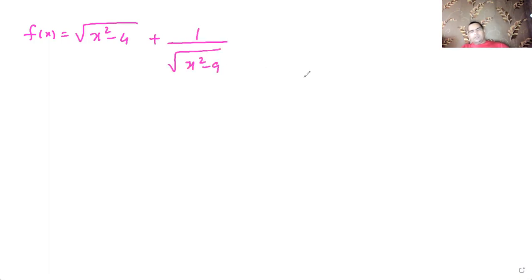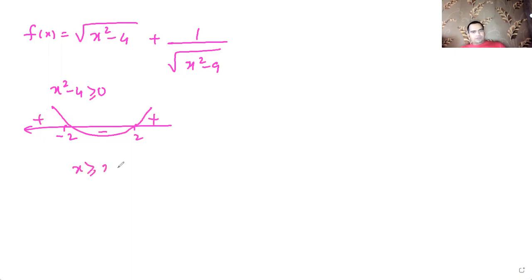So now, for example, let's say my function is root of x squared minus 4 plus 1 over root of x squared minus 9. When I want to find the domain for this combined function, once again you take x squared minus 4 greater than or equal to 0, put the number line, negative 2, positive 2, happy face graph. It is negative here, positive here, positive here. So x greater than or equal to 2 or x less than or equal to negative 2. That's the domain for this.